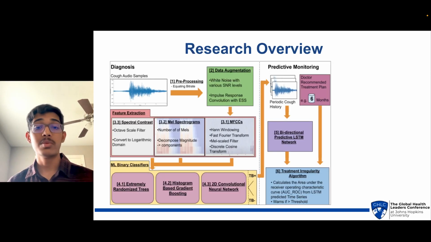Here is an overview of my research methodology. To be able to create a machine learning model that can differentiate between TB positive and TB negative, I first had to acquire a large and diverse dataset consisting of 725K cough audio recordings from over 13 countries. The next step is pre-processing.